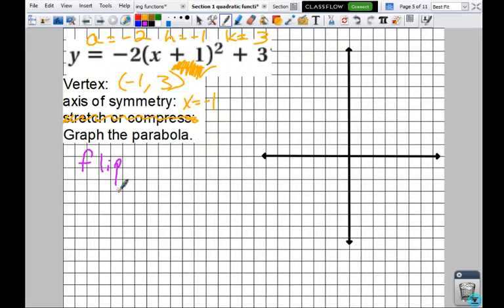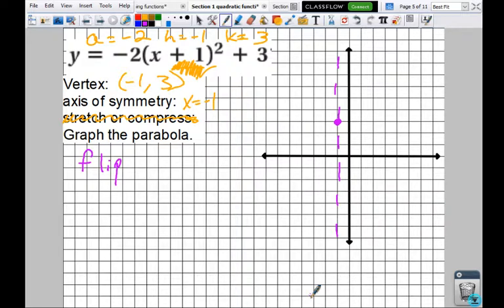Alright, so I'm going to have to go through and graph my vertex. Put the X in. It is at -1, 3. Left 1, up 3. I'm going to put my dot. My axis of symmetry, a straight up and down line through there. I have my axis of symmetry. Now I just need to figure out 1 point. Because if I have 1 point, I can reflect it over my axis of symmetry to my other point.